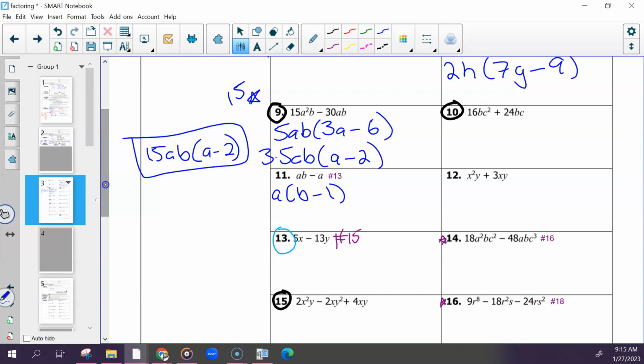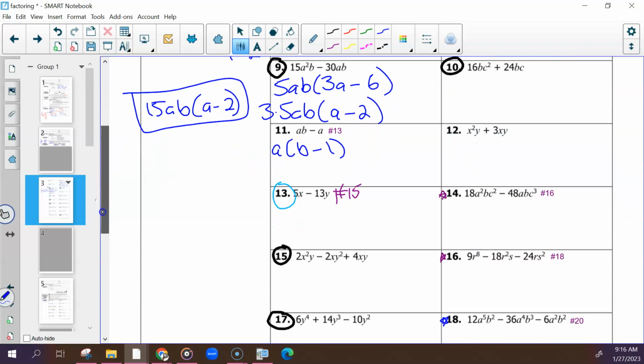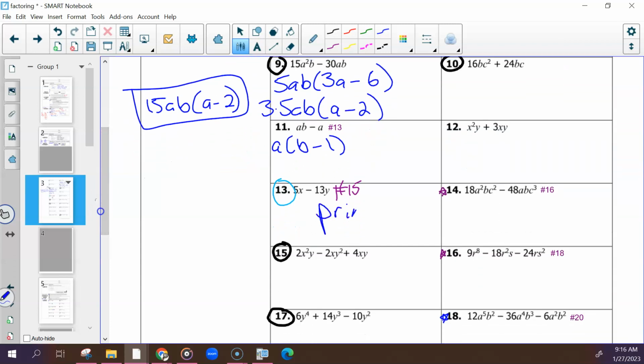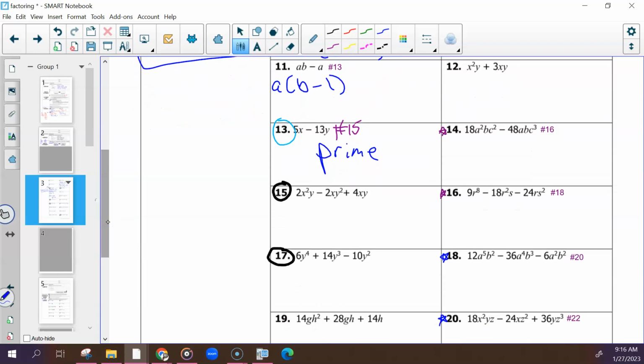Okay. 13. Is there anything you could take out of that one? One, but that wouldn't change anything. So this one you would just say is prime. The only factors are 1 and itself. Plus 14. Find the highest factor. You can divide out of everything and number of variables.